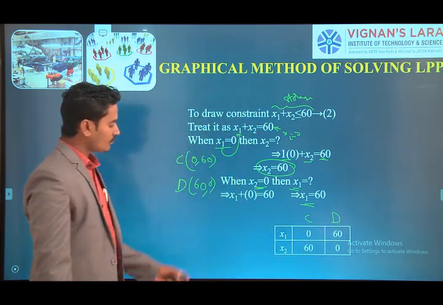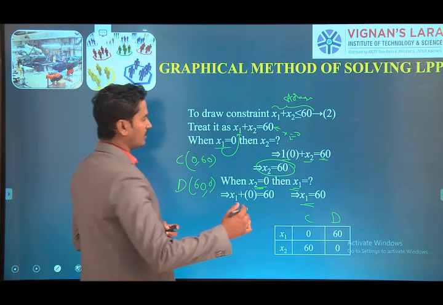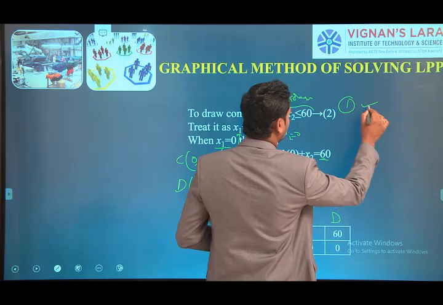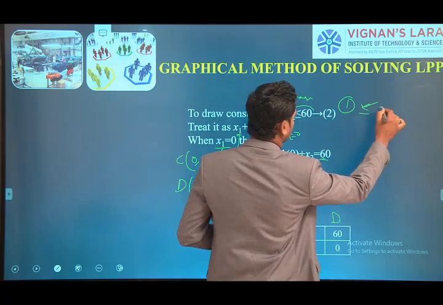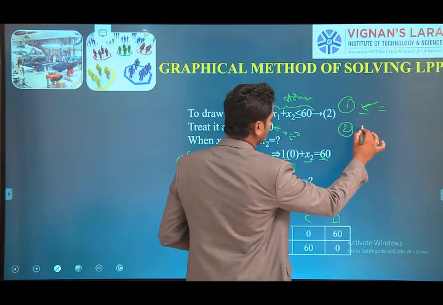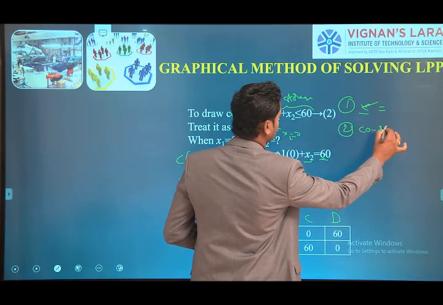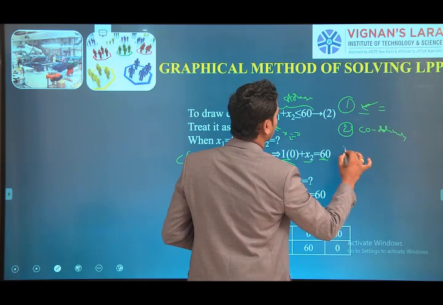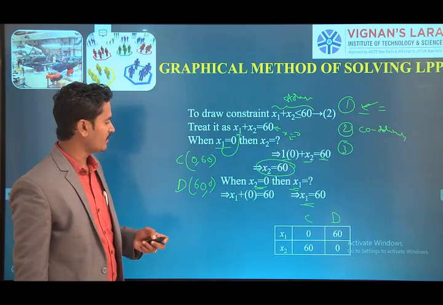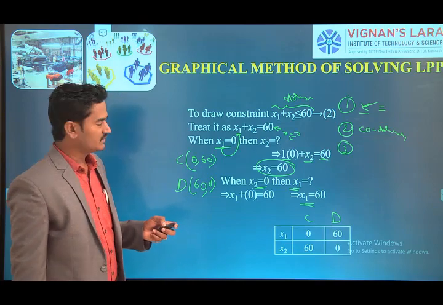Okay. Next, here what did we do? We converted the inequalities into equalities. Then we found coordinates. Then what we are going to do? We are going to plot these constraints. Okay, we are going to plot these constraints.